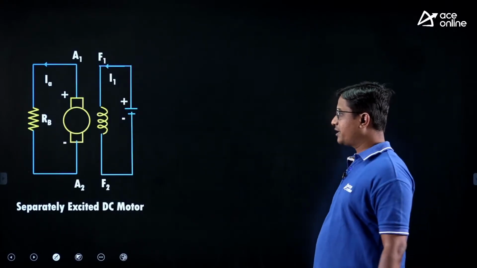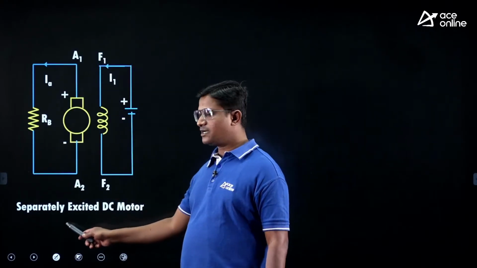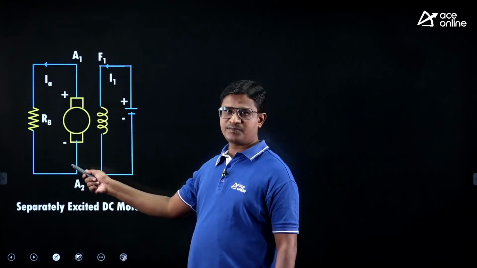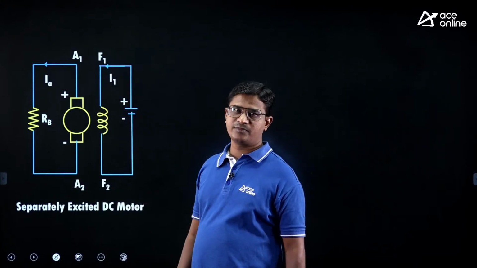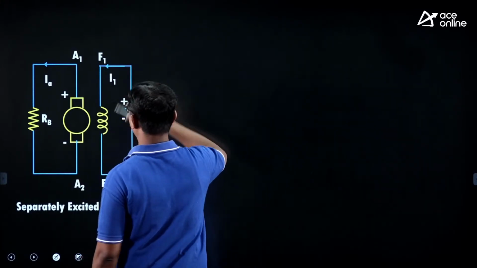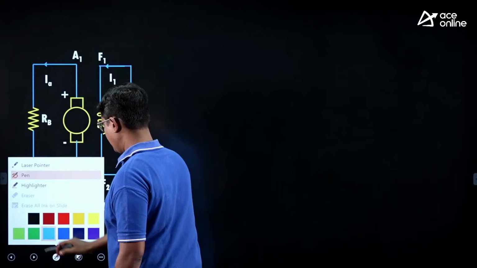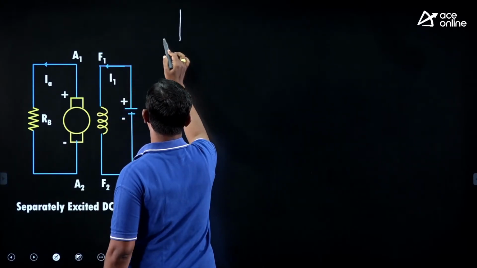So here is a circuit diagram of a separately excited DC motor. First, when your motor is operating in motoring mode, the circuit will be like this. For motoring mode, the circuit will be like this.